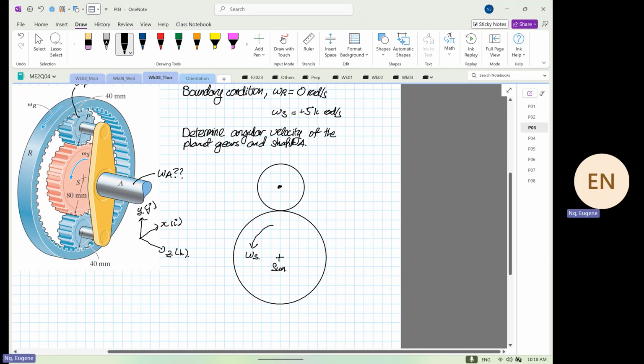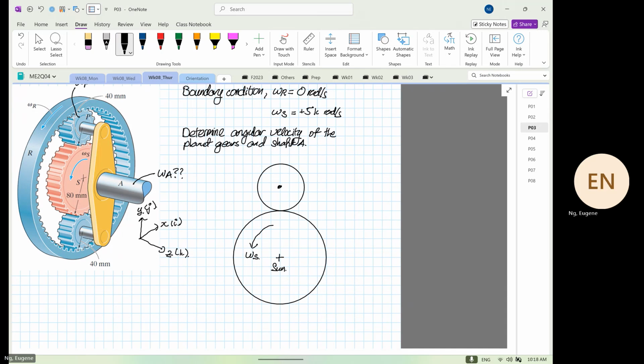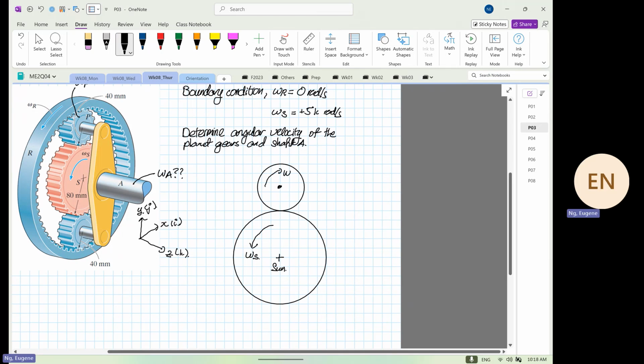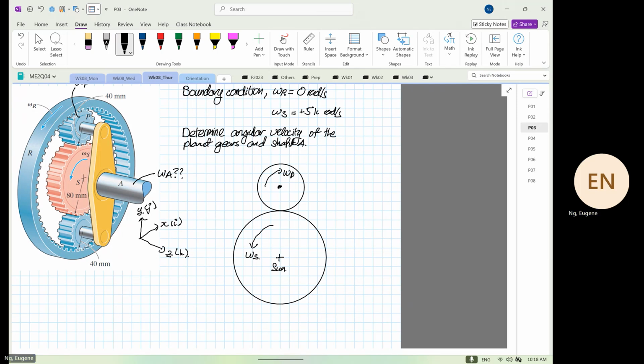Okay. Now, is it very obvious that omega P will be in this direction? Yes or no? Right? You all agree or disagree? It has to oppose. If you look at the gears, when they mesh, they have to oppose one another in angular rotation. So over here, you don't quite assume; you are very sure.